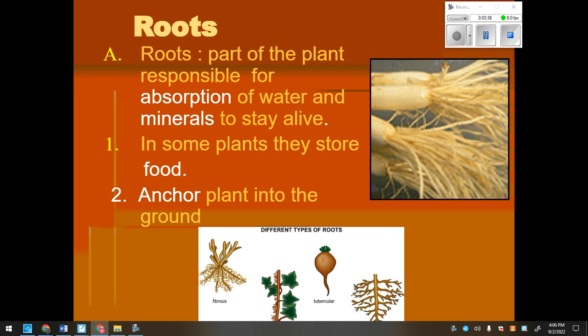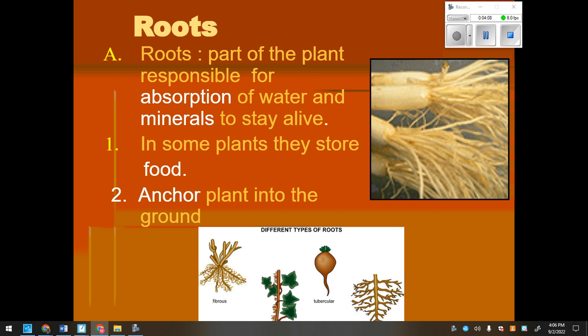Okay? Roots. They are the part of the plant responsible for absorption of water and minerals to stay alive. Some roots will store food. Like a carrot is a root. You can eat that orange part, but it's in the ground. So you're eating that piece, which is your root. That's where the plant stores their food. This also helps anchor them into the ground.